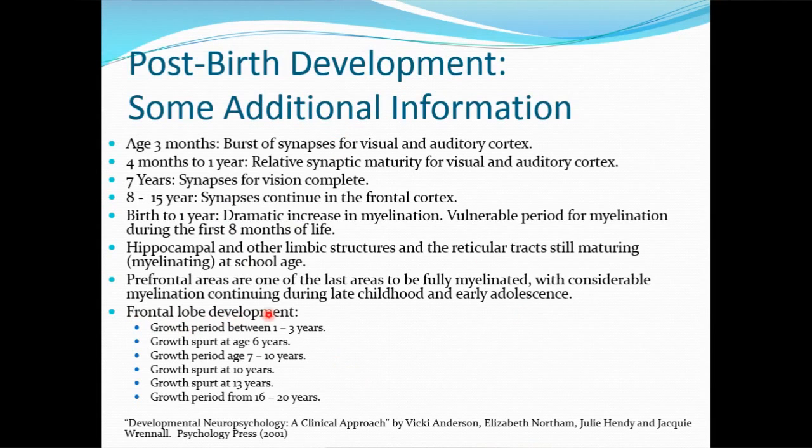Now, in terms of frontal lobe development, there are certain growth periods and growth spurts. There's a growth period between 1 and 3 years. Then there's a growth spurt at the age of 6 years. Then a growth period again between 7 and 10 years, and a growth spurt at 10 years. Another growth spurt at 13 years, and then a growth period from 16 to 20 years. And if you look at Piaget's theories, at what ages he noticed children were going to a different cognitive level, you'll see it matches up very well with this.